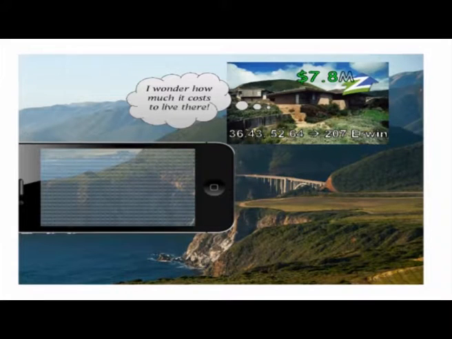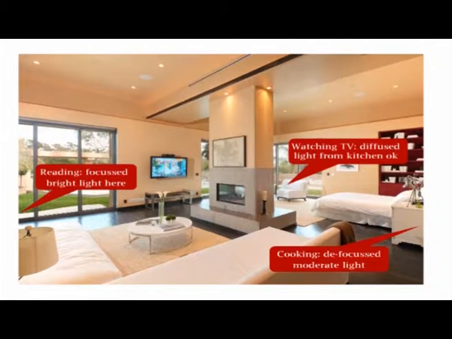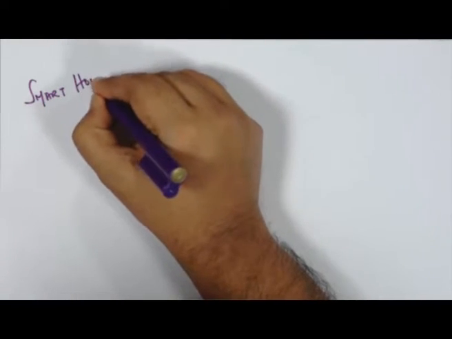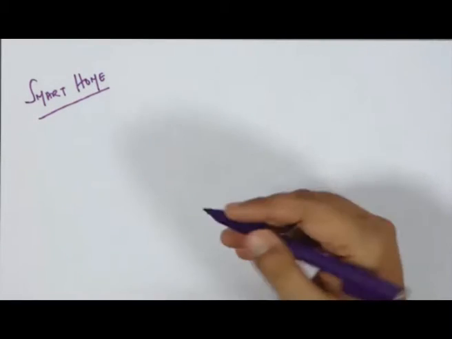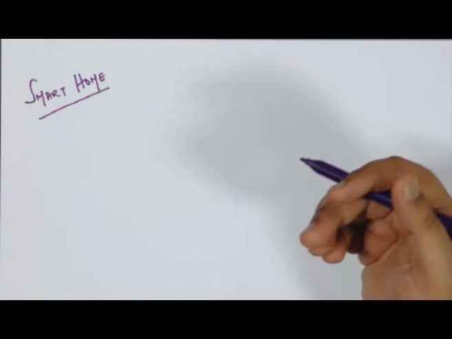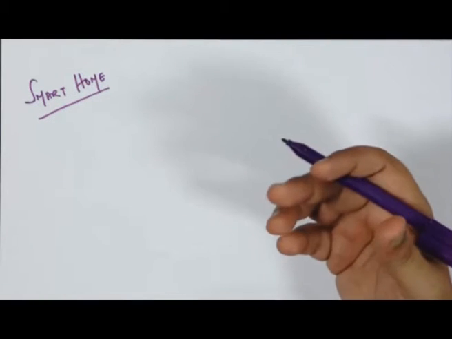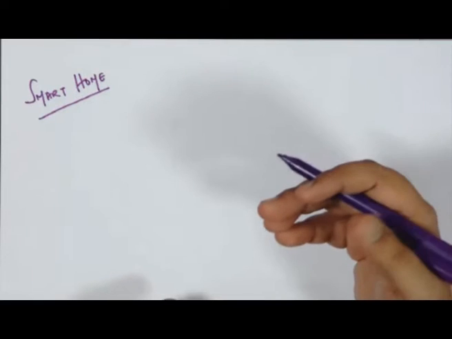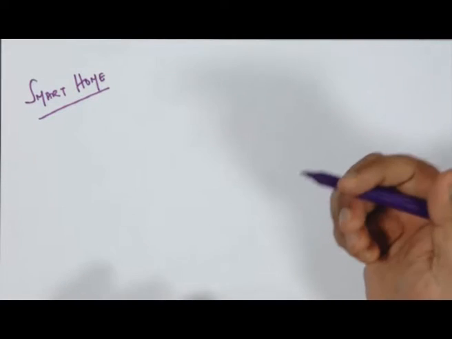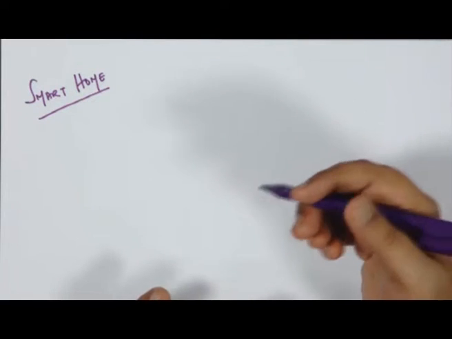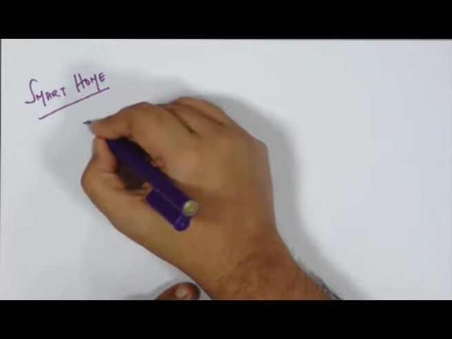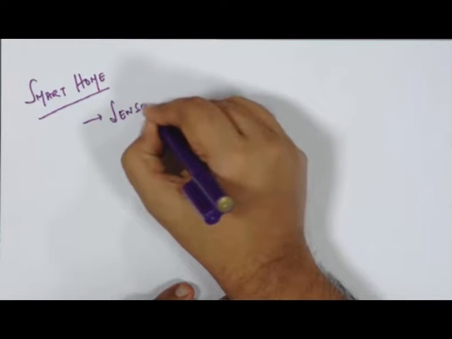So let me go back to other applications. The other application is smart home. There is a lot of discussion about smart home and smart city. Smart home would be a very feasible application: reading, focused bright light here; watching TV, diffuse light; kitchen, cooking, defocused moderate light. As soon as the activities go on, the mobile phone or the sensors begin to understand what is exactly happening there and accordingly take actions.